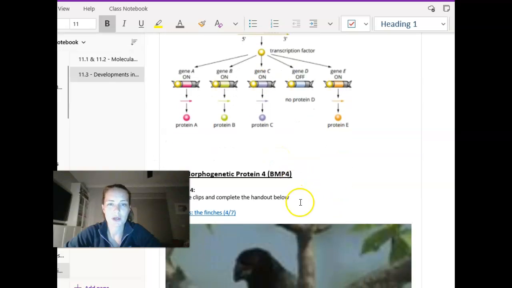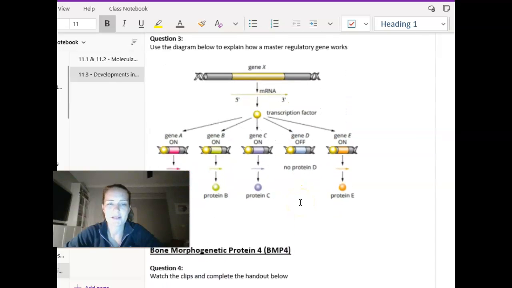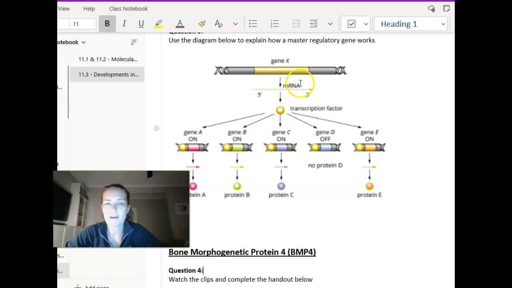So that's a good diagram there in your OneNote to represent that activity. So we have our one gene X being the master regulatory gene, and its protein that's produced has an action, or it is a transcription factor, to influence the expression or no expression of several genes that are present within that organism.